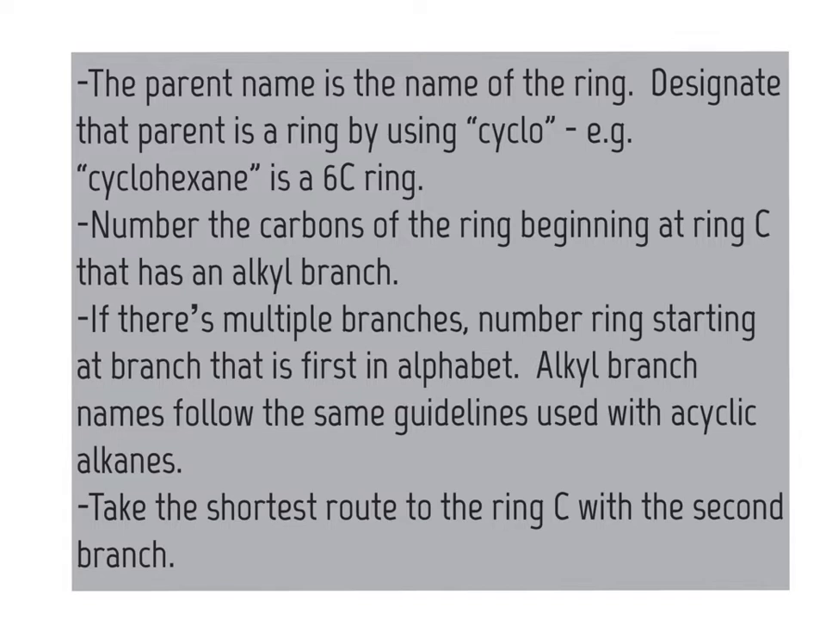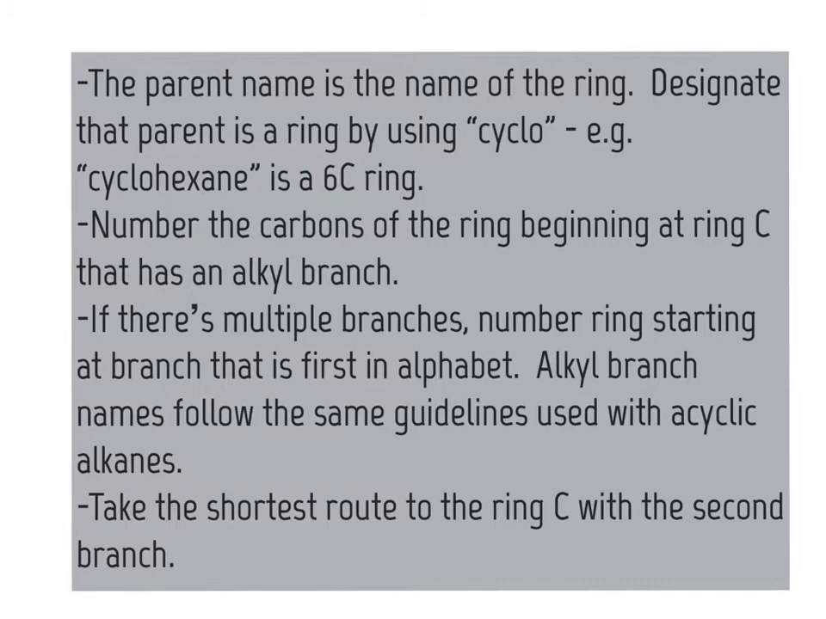So what about in situations where you have 2 branches? You've determined that you start numbering with carbon number 1 of the ring corresponding to the location where the branch comes first in the alphabet. Then how do you number the ring? Do you number it clockwise going around or counterclockwise? How do you decide how to do that? The way you decide to do that is to take the shortest route to reach the next carbon of the ring that has a branch off of it. So that's how we're going to go about numbering the ring of the molecule for purposes of naming.